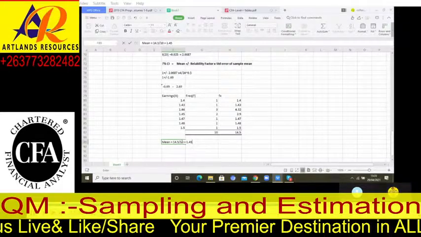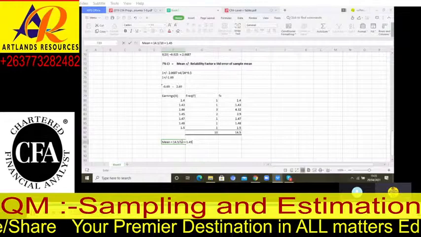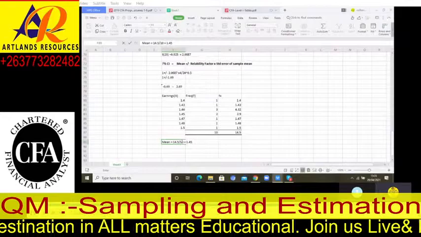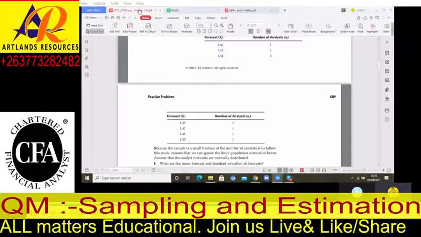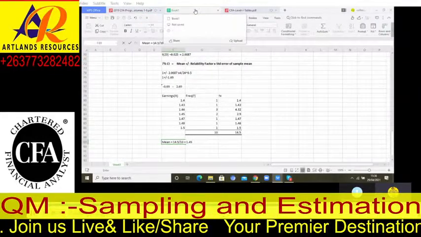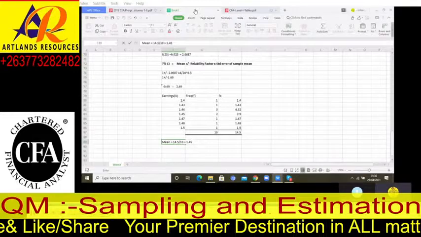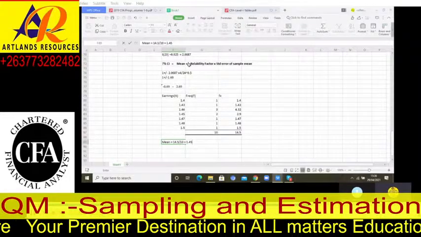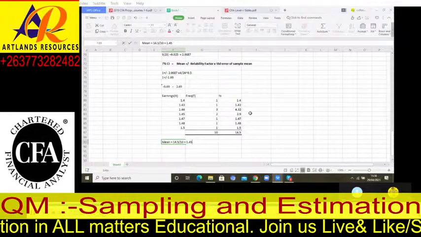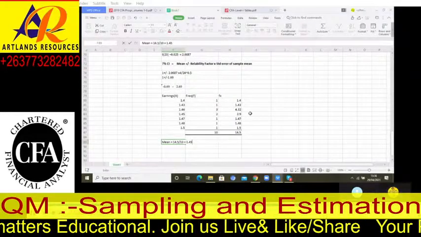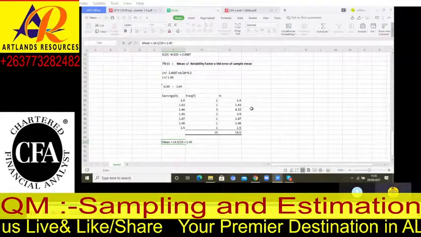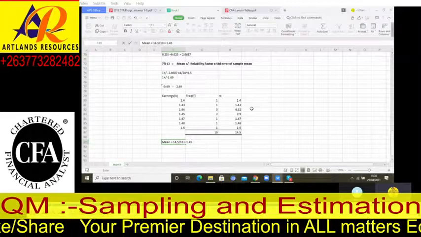And then the other question is to calculate the standard deviation. It was calculate the mean and the standard deviation. Now when you want to calculate the standard deviation, it's a matter of subtracting the mean from every element, you square this, and then you divide by n minus 1. In this case, it will be 14 minus 1.